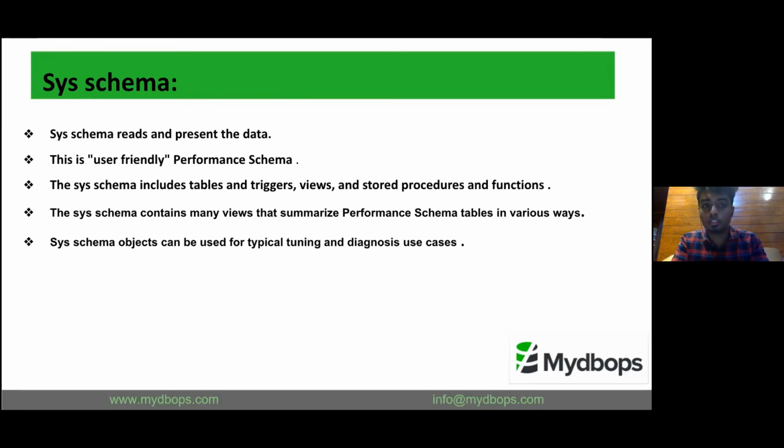The sys schema includes the tables, triggers, views, procedures, and functions. Everything will be present in the sys schema. It contains summarized performance schema table variables, and it will give a summary of the total performance schema tables in the upcoming version. The sys schema objects are used for typical tuning. If you find anything difficult in the queries, we can go through the sys schema tables for typical tuning and the dynamic processes.